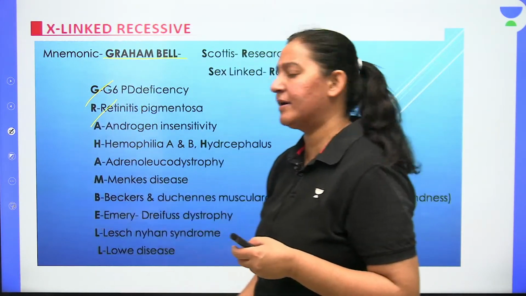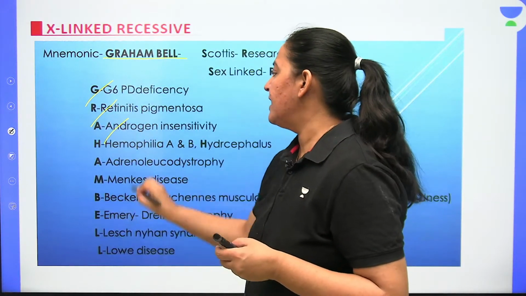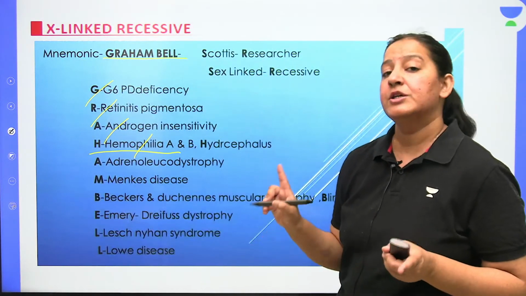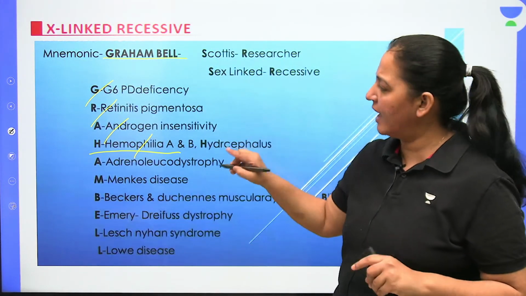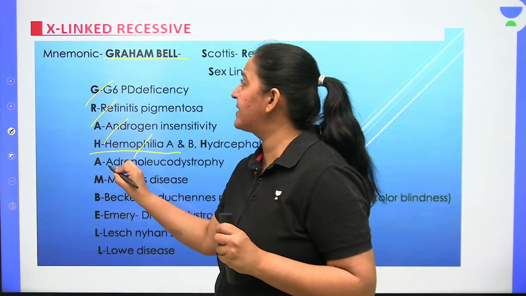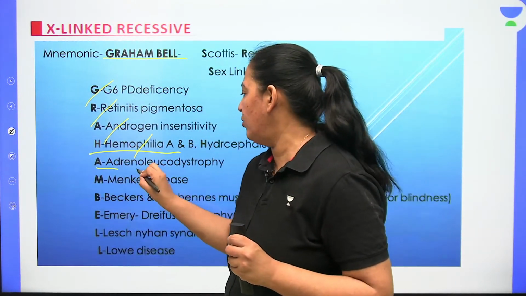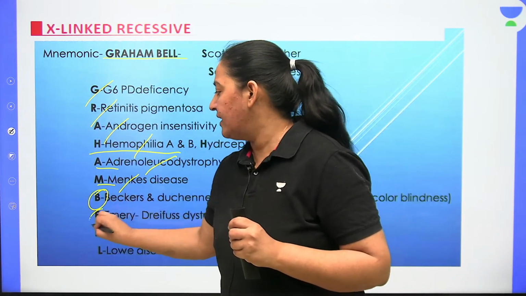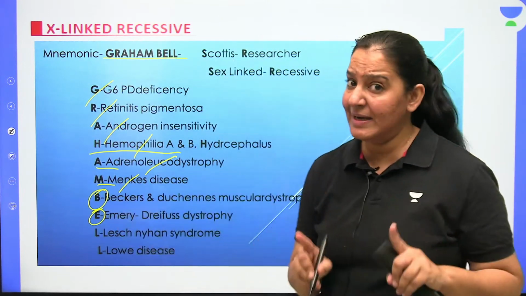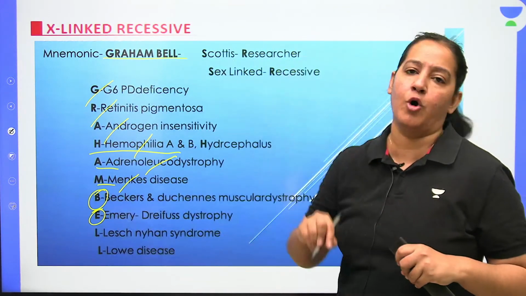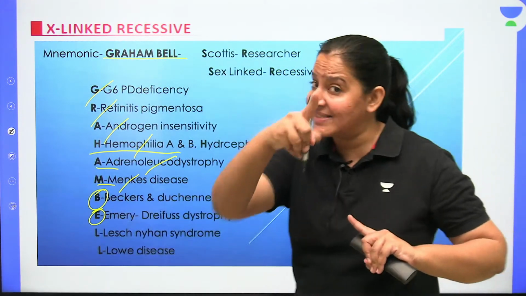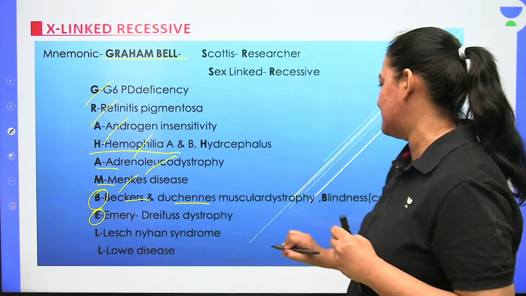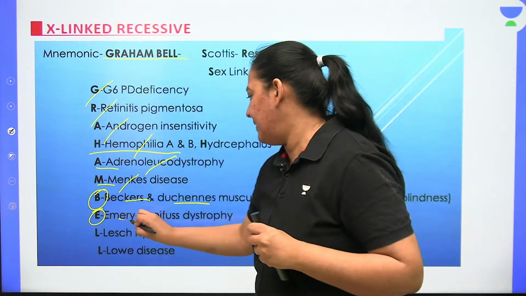R stands for retinitis pigmentosa. A stands for androgen sensitivity. H for hemophilia. Hemophilia A as well as hemophilia B. You know Christmas disease. So hemophilia A and B and hydrocephalus both are examples of H here. That is X-linked recessive. A is adrenoleukodystrophy. M is Menkes disease. B and E are the remaining dystrophies. I have told you only the main dystrophy, myotonic dystrophy, is autosomal dominant. Rest all dystrophies are X-linked recessive. I have told you now. So B is Baker dystrophy, Duchenne dystrophy, and E is Emery-Dreifuss dystrophy.